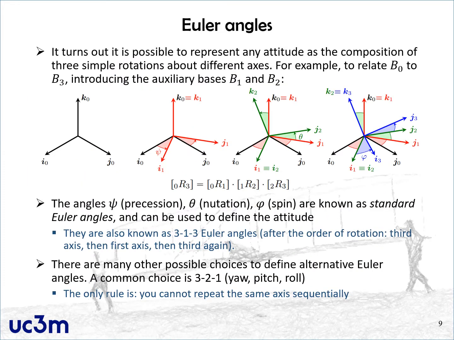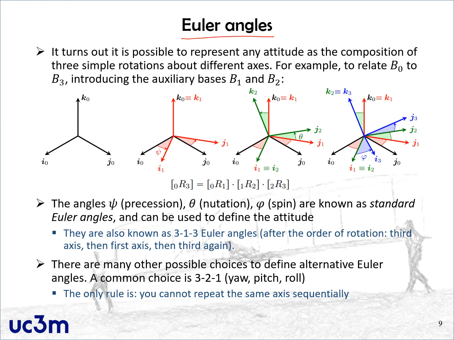Simple rotations are particularly useful because they allow us to describe any complex orientation, no matter how complicated your attitude. It can be described in terms of 3 sequential simple rotations. So this is what gives rise to what we call Euler angles.